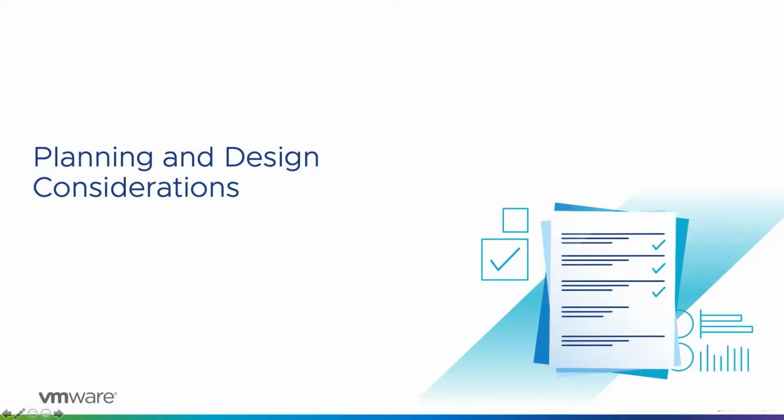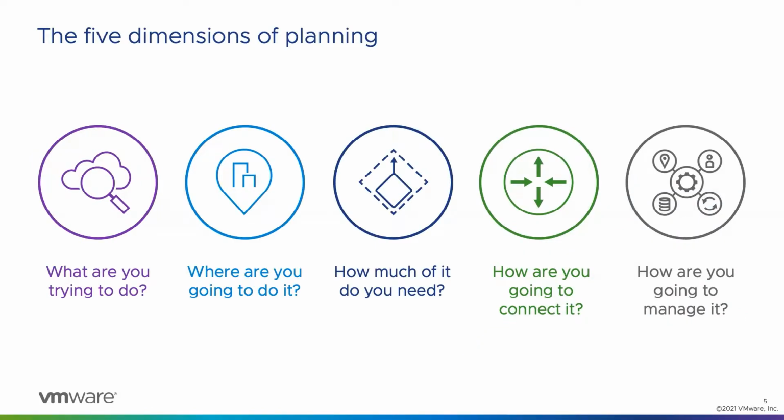In this section, we'll discuss planning and design considerations for deploying your AVS private cloud. There's 5 dimensions of planning. What are you trying to do? Where are you going to do it? How much of it do you need? How are you going to connect to it? And how are you going to manage it? All of these are key when planning out your deployment for your private cloud.